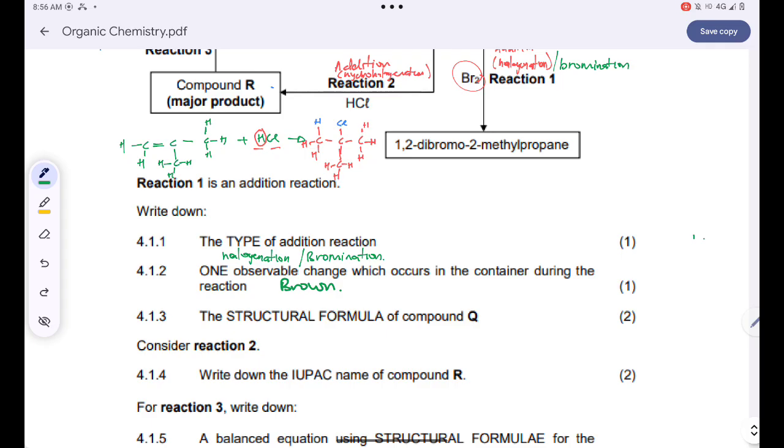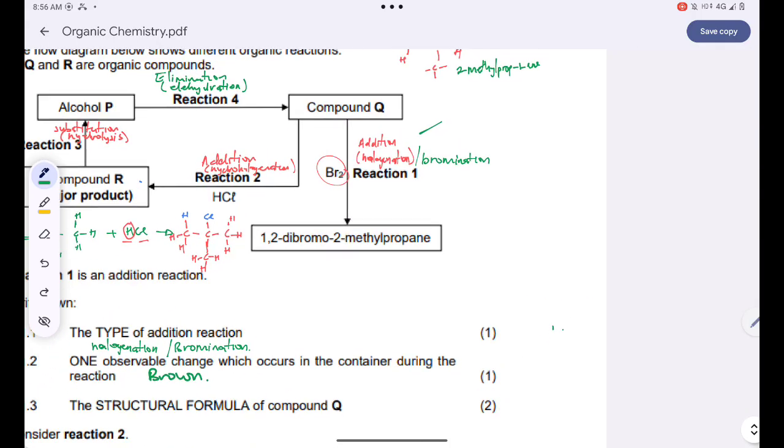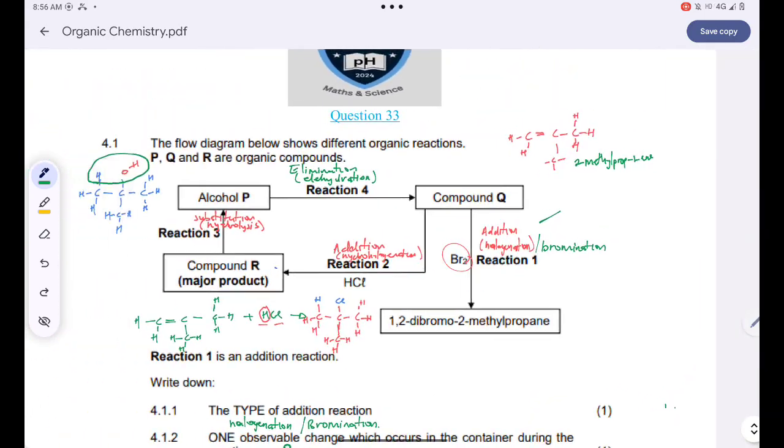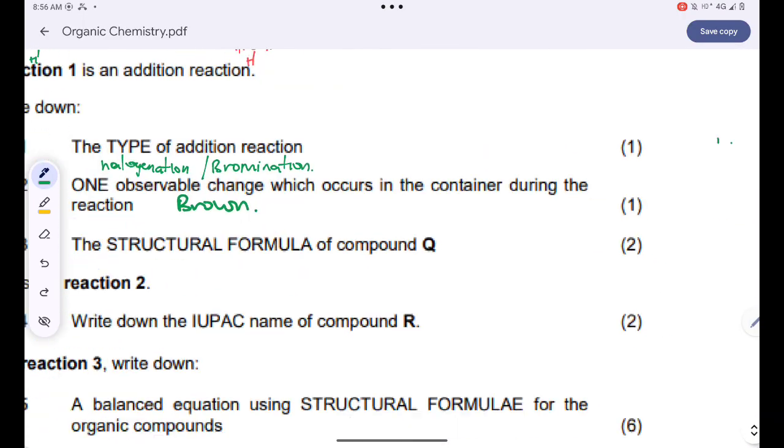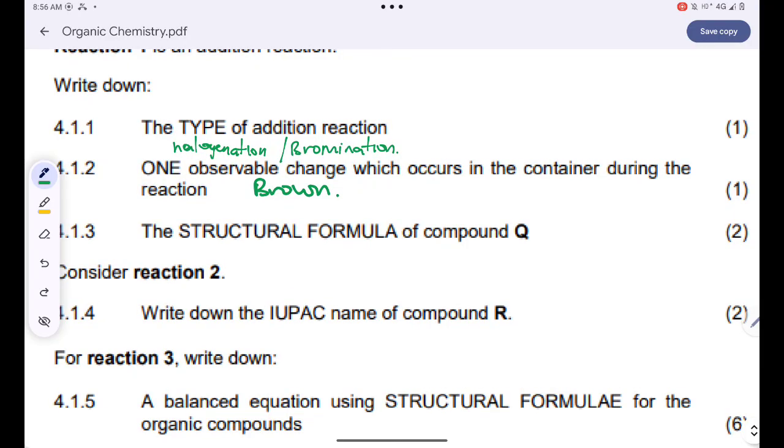Okay, 4.1.3, the structural formula of compound Q. We did write the structural formula of compound Q, right? It's methyl prop-1-ene. So the structure will just be like this.